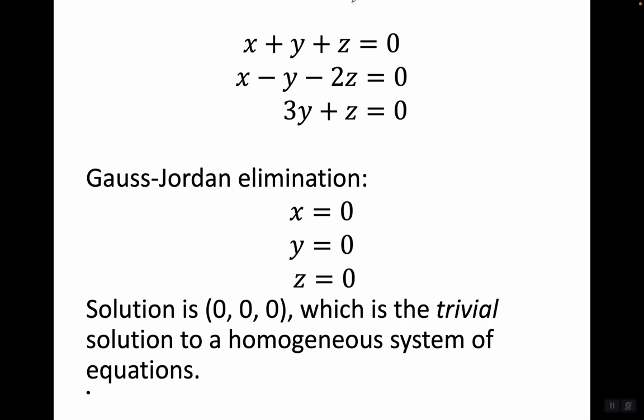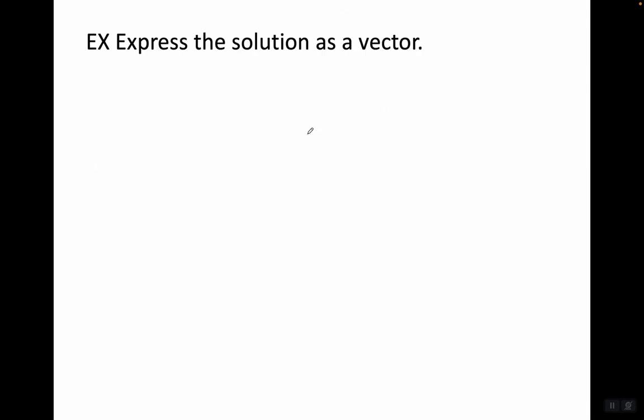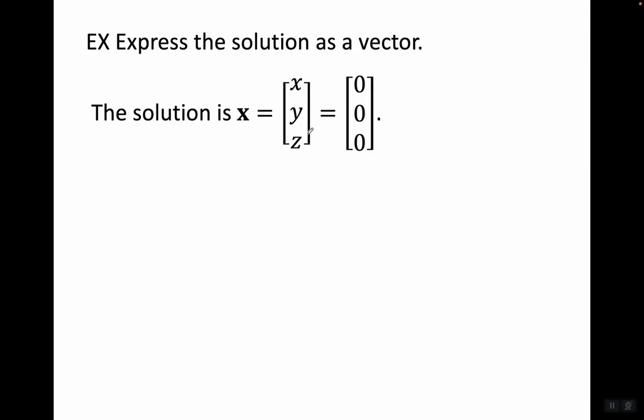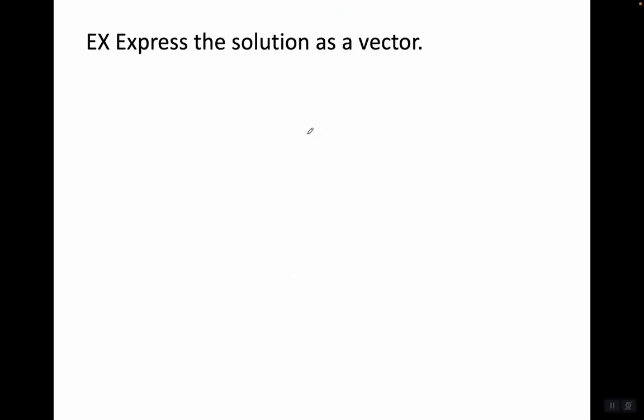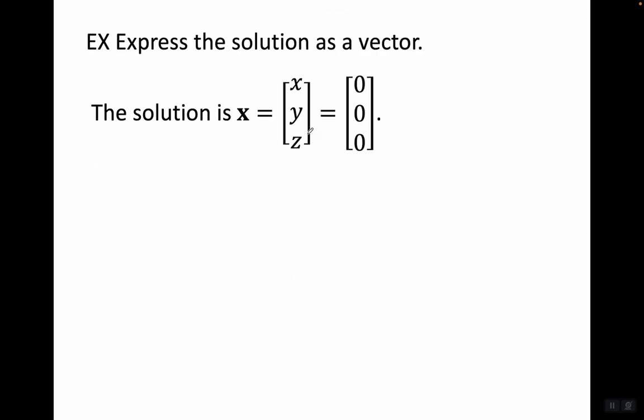Anytime you have a homogeneous system of equations where the constants on the right side are 0, 0, 0, then 0, 0, 0 is always going to be a solution. So we just call that the trivial solution. Express the solution as a vector. Again, we started off with x = 0, y = 0, z = 0. So there's our solution: (x, y, z) = (0, 0, 0).